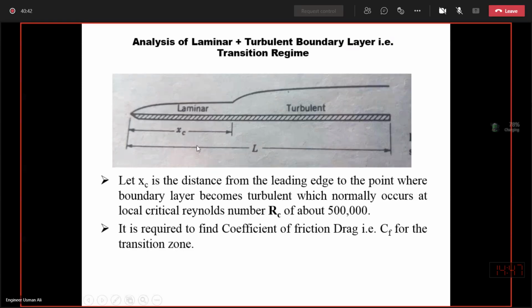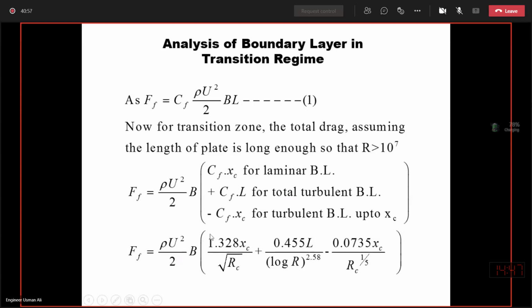Assuming that for the entire length the turbulent boundary layer exists, it will be Cf for the turbulent flow into L. But actually up to this point it is not the turbulent layer, so we have to subtract it: minus Cf into xc for turbulent boundary layer up to xc. So this is how we can write for the transition boundary layer. Further, we can simplify rho u square by 2 into B.